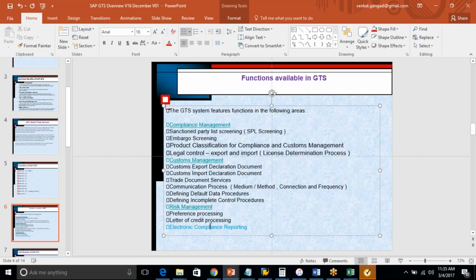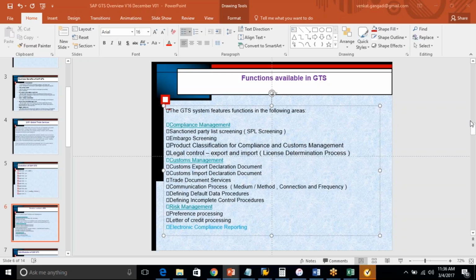Venkat, one question. ECC foreign trade has license and letter of credit as well. For example, license has the functionality for determining a license in the sales document, or blocking the sales document if a license is not determined. So in GTS, functionally, is there any difference from ECC foreign trade in terms of license or letter of credit? Basically, the major difference is SPL scanning.